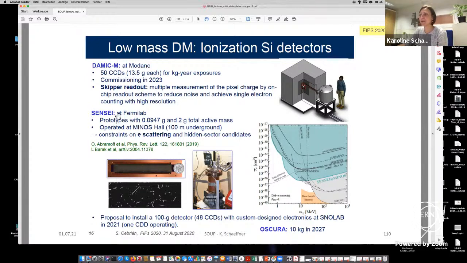Very similar to DAMIC is SENSEI. This is operated not underground but at Fermilab, and it's in principle the same as DAMIC. They also run such CCDs and achieved quite good sensitivity for electron scattering. They also put in a proposal for scaling up and building a bigger array of CCDs, in order to study such possible dark matter candidates and interactions with higher sensitivity.